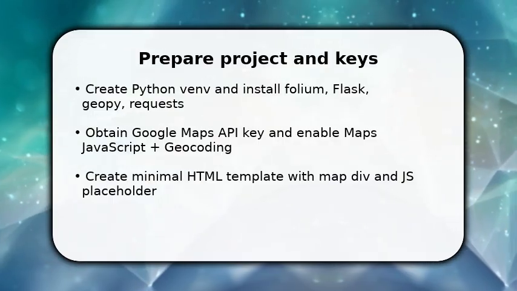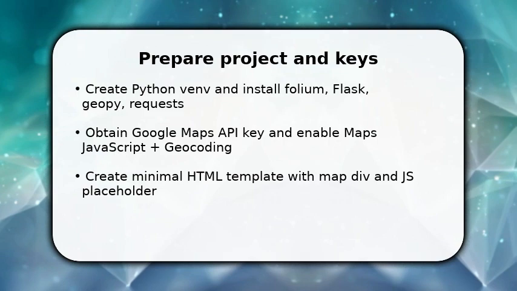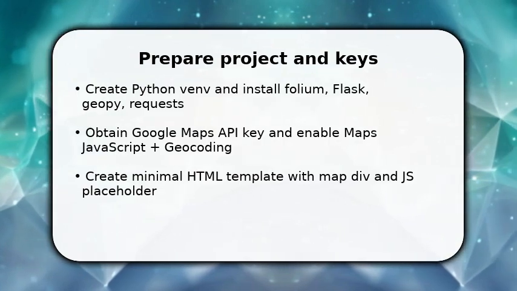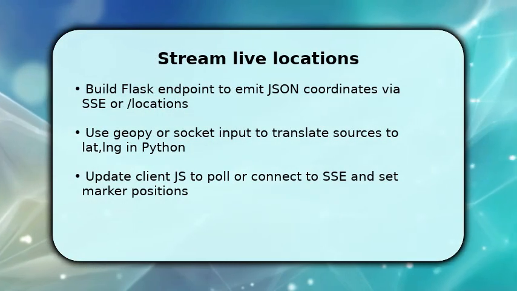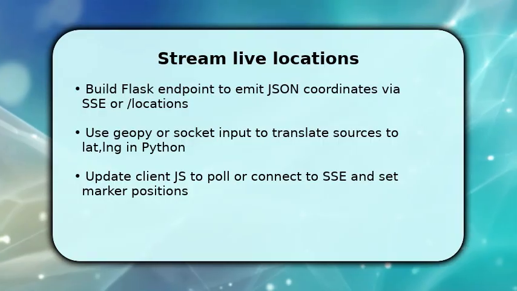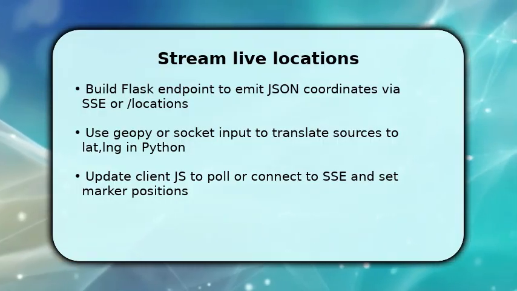Make sure your Google Maps API key is injected safely into the template rather than hard-coded into client scripts. Now implement the live feed. Create a Flask route that serves JSON coordinates or uses server-sent events for push updates.